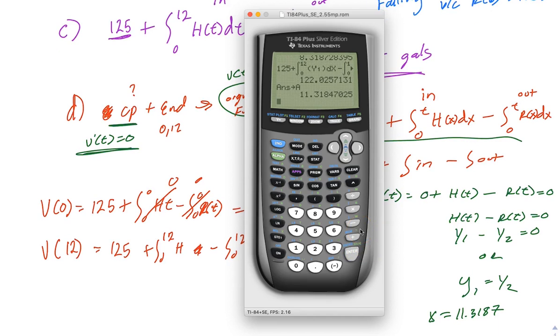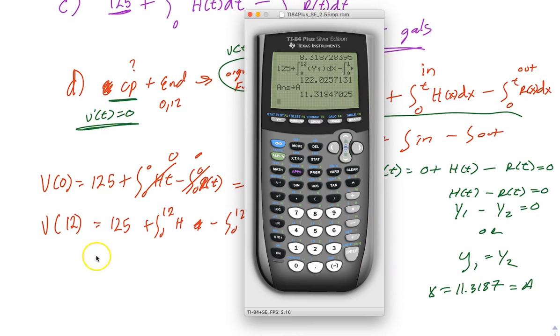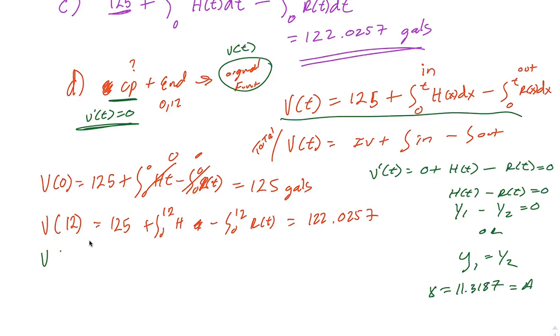So now right here, I'm going to set that equal to A. So that's my critical point. I'm going to check that critical point for our answer here. So we're going to do V of A. I can do that as long as I wrote what A is. I get 125 plus the integral from 0 to A of H of t dt minus the integral from 0 to A of R of t dt.